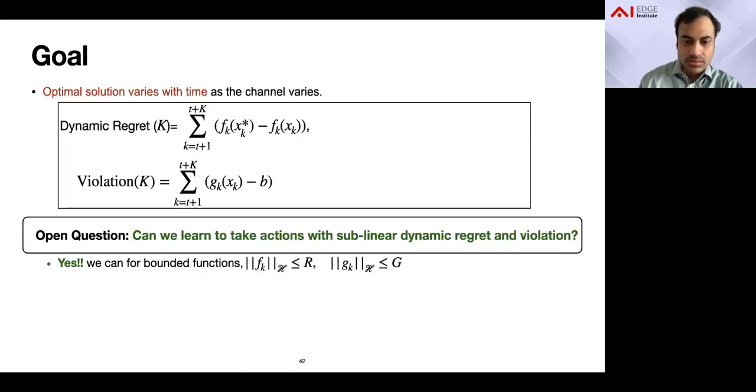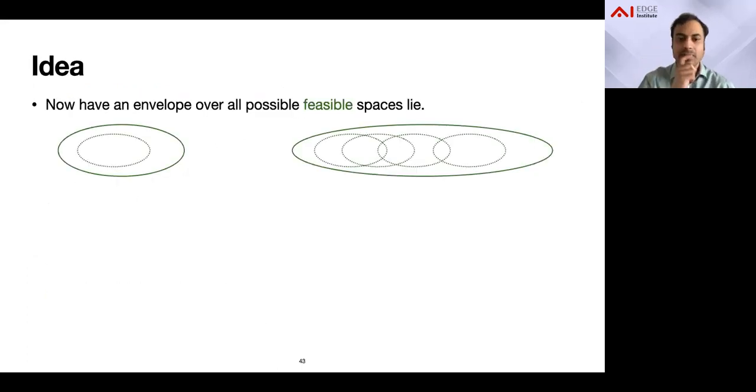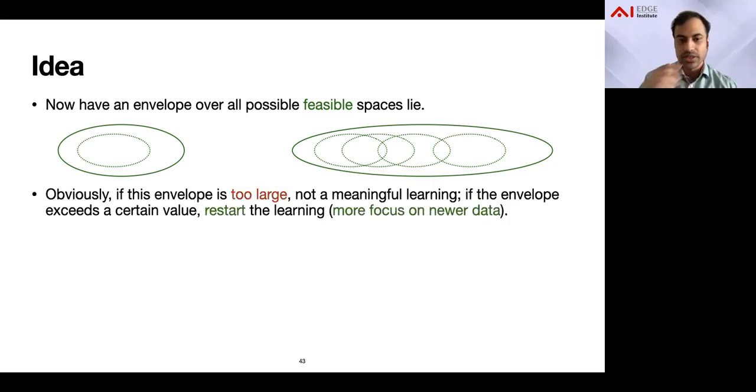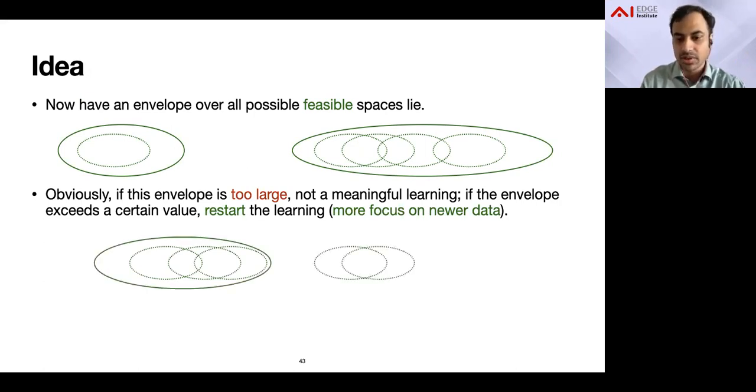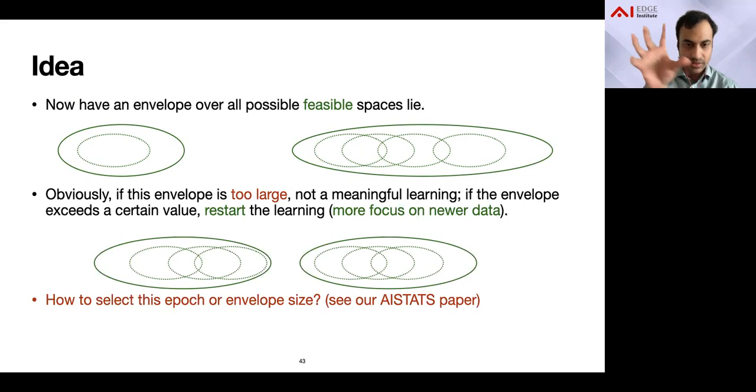Now we talk about the algorithm idea. We have this feasible space, and if you remember, we are creating this envelope. Now, the feasible space can also vary with time. If you have an envelope covering all this feasible space, where you do not know where the feasible space is, you are not learning in a meaningful way because your envelope becomes too large. So if the envelope becomes too large, I will cut it and restart the learning process. When and how do we cut it? We use an algorithm for that in our paper, but we have done it in a more sophisticated way and extended it to the RL version in our AISTATS paper.